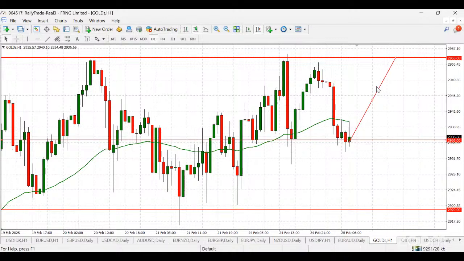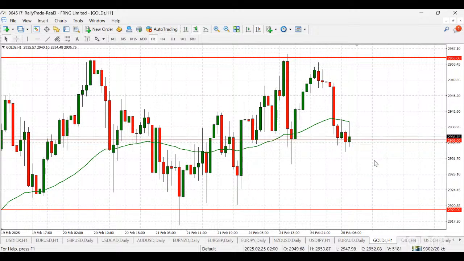And currently, we can see that price is also below the 50-period moving average and at support at 29.36. All right. So it appears we may eventually get a break of the support and then it push towards the next support at 29.20.